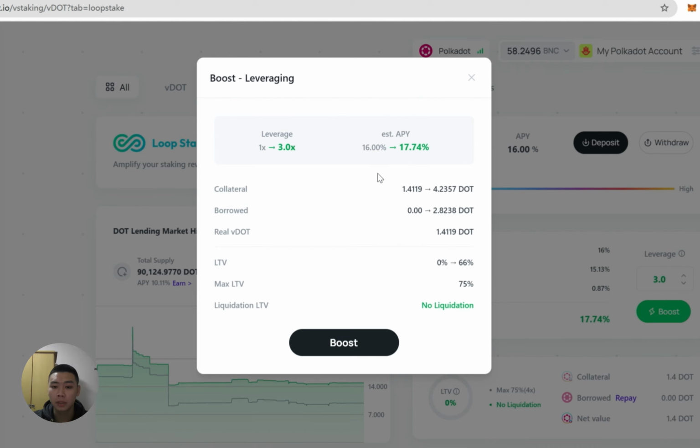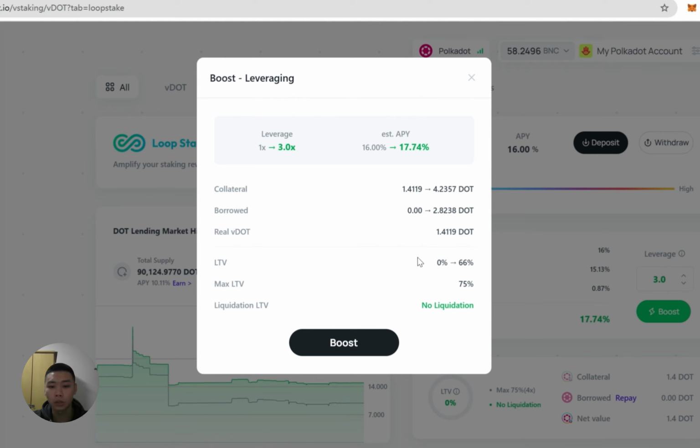Below, we can see the changes regarding our current position. The collateral means the total funds inside our account, which is the sum of our principal plus what we have borrowed. And the real V DOT is our principal. We deposited 1 V DOT, which equals 1.4 DOT in terms of DOT, right?